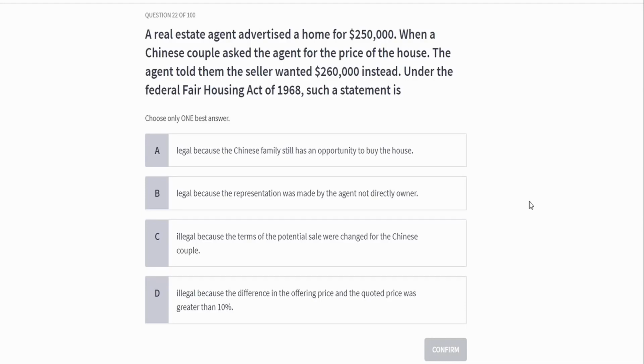A, legal because the Chinese family still has the opportunity to buy a house. B, legal because the representation was made by the agent, not directly the owner. C, illegal because the terms of the potential sale were changed for the Chinese couple. Or D, illegal because the difference in the offering price and quoted price was greater than 10%. So here's some time for you guys to figure that one out, come up with your answer and all that good stuff, starting now.